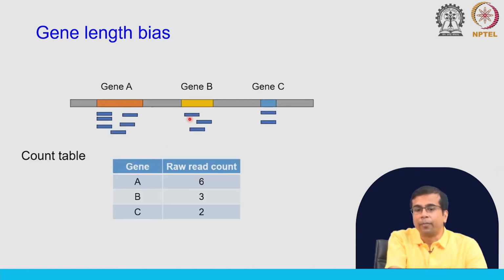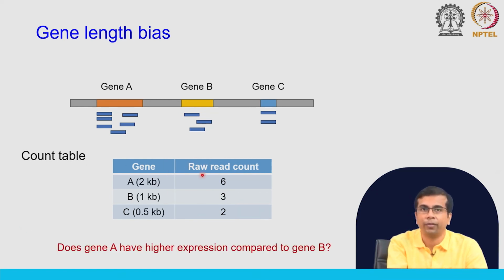So, coming back to the same example that I gave you, we have these 3 genes, gene A, gene B, gene C, and we have the count table. Since we know about this gene length bias, I will also mention the gene lengths right here. Gene A is of length 2 kb, gene B is 1 kb and gene C is 0.5 kb. Now, can we answer this question: does gene A have higher expression compared to gene B?